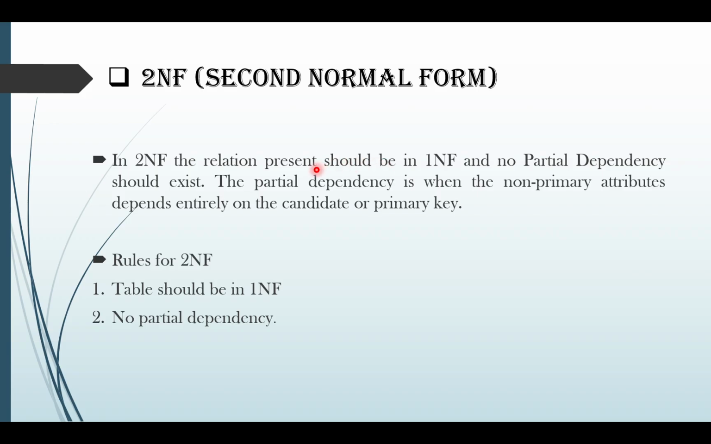In 2NF, the relation present should be in 1NF and no partial dependency should exist. The partial dependency is when the non-primary attributes do not depend entirely on the candidate or primary key. Rules for 2NF: table should be in 1NF. First of all, the table should be in first normal form, and the second rule is no partial dependency, means removing partial dependency by making two different tables which are independent of each other. So, to understand partial dependency, let's understand what dependency is. Dependency is also known as functional dependency. It basically means all columns are dependent on one primary key.